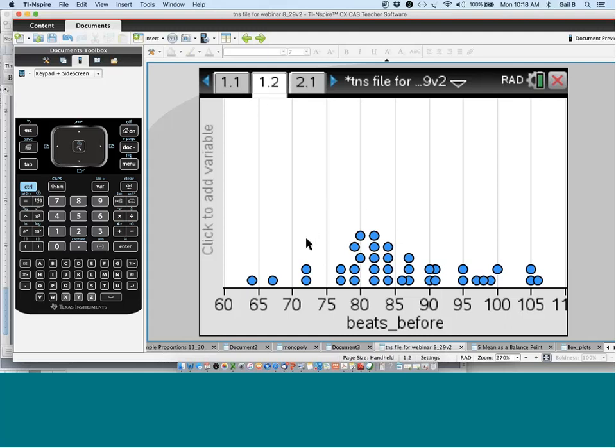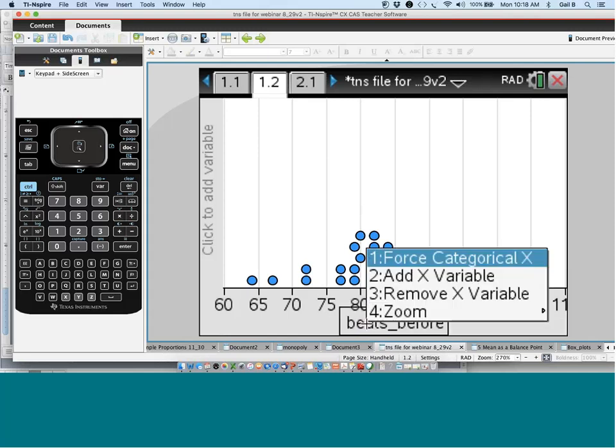So then I want to look at what happens after they have done the exercise. What is this distribution going to look like? It's a good thing to ask kids to predict. What do you think is going to change? I'm going to add an X variable in here, but I want my students to think about what might be different. Do you think the distribution will be pretty much the same, or is it going to change?